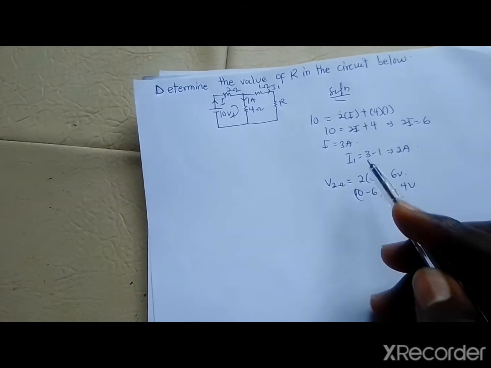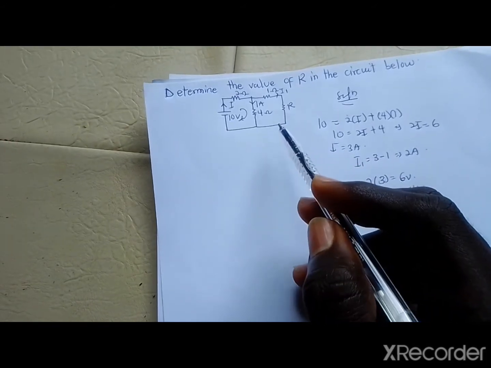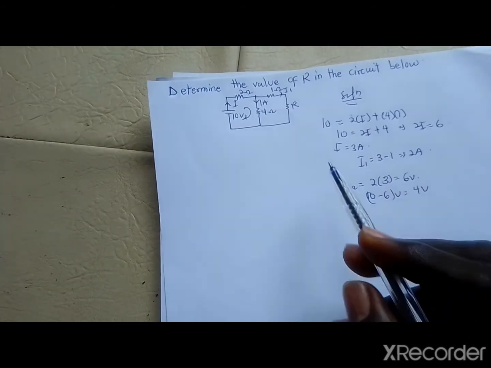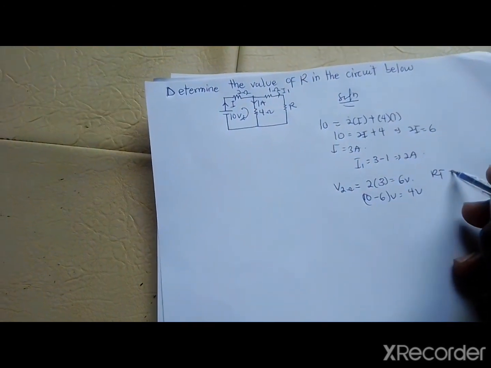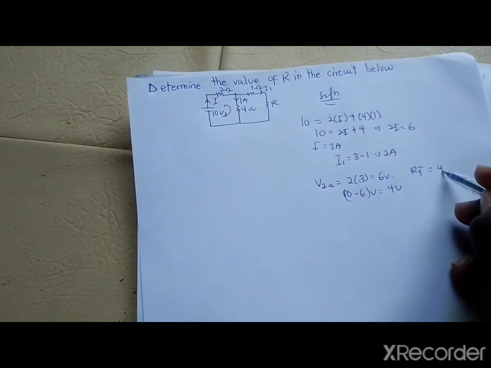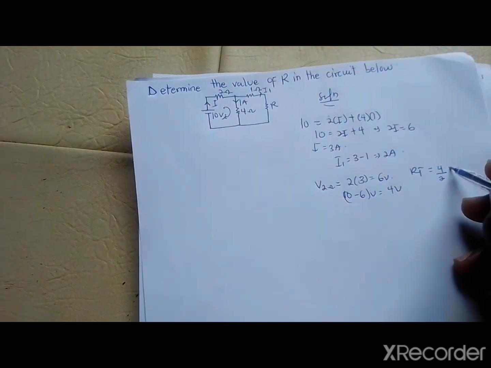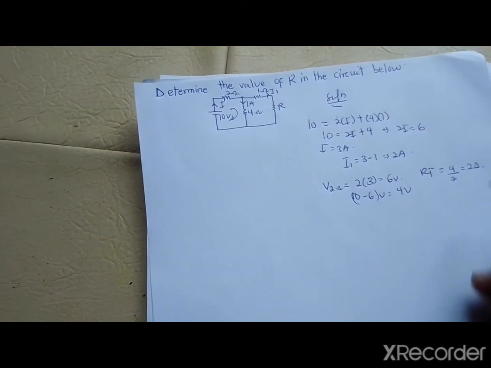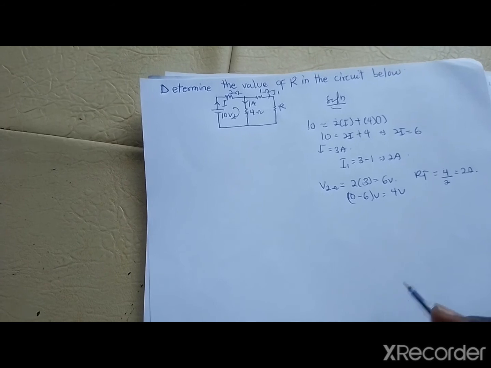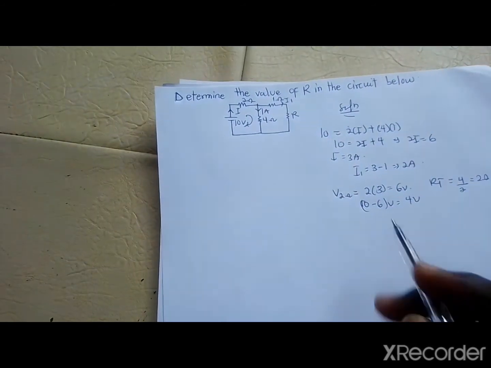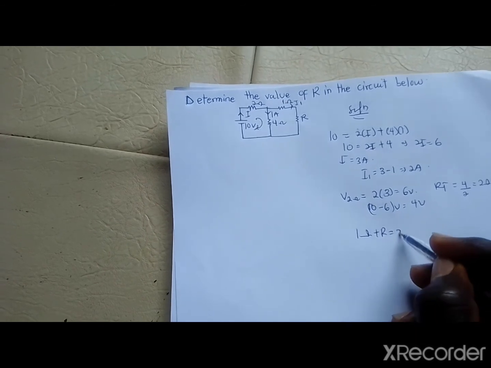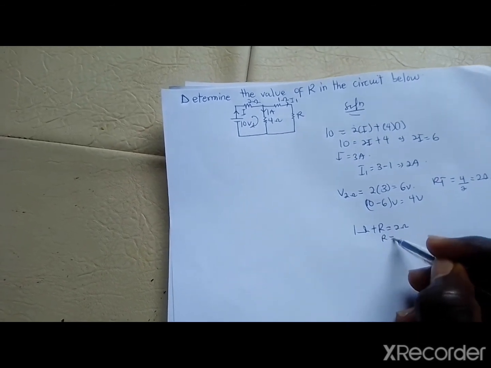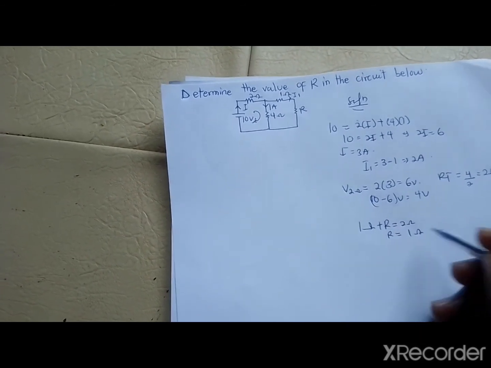So we now know that the voltage across this branch is 4 volts. We know the current passing through is equal to 2. So our RT is going to be equal to 4 over 2, and that will give me 2 ohms. So since our total resistance here is 2 ohms, we can say that 1 ohm plus R is equal to 2 ohms, and R is going to give me 1 ohm.